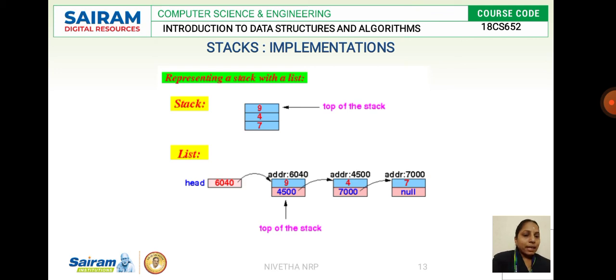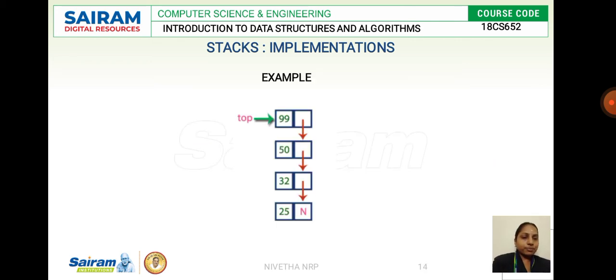9 will be holding the address of the next element, which is 4. The address of the element 4 is 4500, the second element, so that is represented in the link field of the data 9. Then what is the next element of 4? It is 7. So the address of 7, which is 7000, will be represented in the link field of 4. And since that is the last node, the link of 7 will be null. This is an example of a linked list.